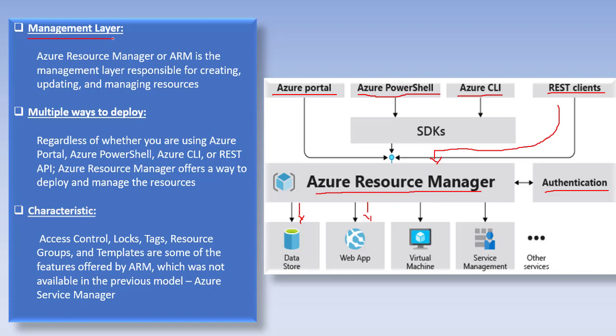I'm not talking about template yet. Template will become part of this REST clients only, guys. ARM template is part of this REST client only, because ARM is written in JSON. It uses JSON language, but the JSON template gets converted as a PUT request. If you go more backend, it gets converted as a PUT request, and it's an API call which is happening basically.